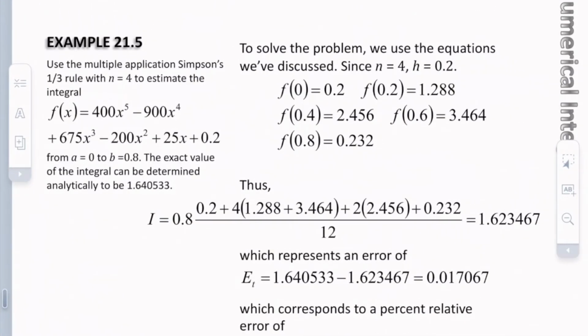If we use the same example, let's divide the function into n equals 4 intervals. This means that h equals 0.2. So we have x equals 0, x equals 0.2, x equals 0.4, x equals 0.6, and x equals 0.8. At these values of x, we have f at x equals 0 equals 0.2, f at x equals 0.2 equals 1.288, f at 0.4 equals 2.456, f at 0.6 equals 3.464, f at 0.8 equals 0.232.